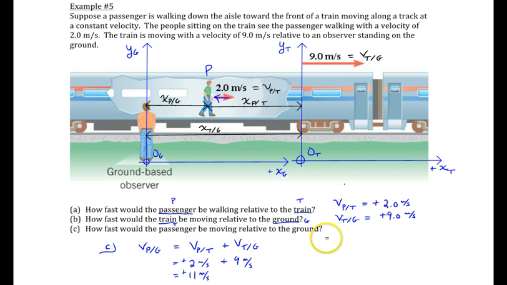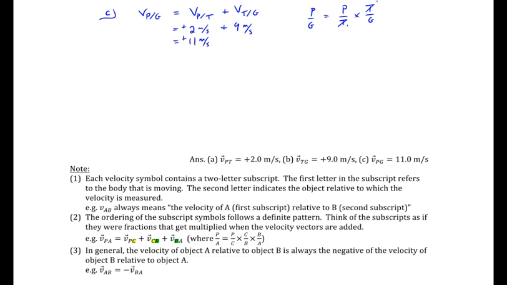So you could think of it in terms of fractions. You could write, say, P over G is equal to P over T, then times T all over G. And the T's will cancel out, and so you get P over G equals P over G. So the ordering of the letters, or of the subscripts, can be quite handy.